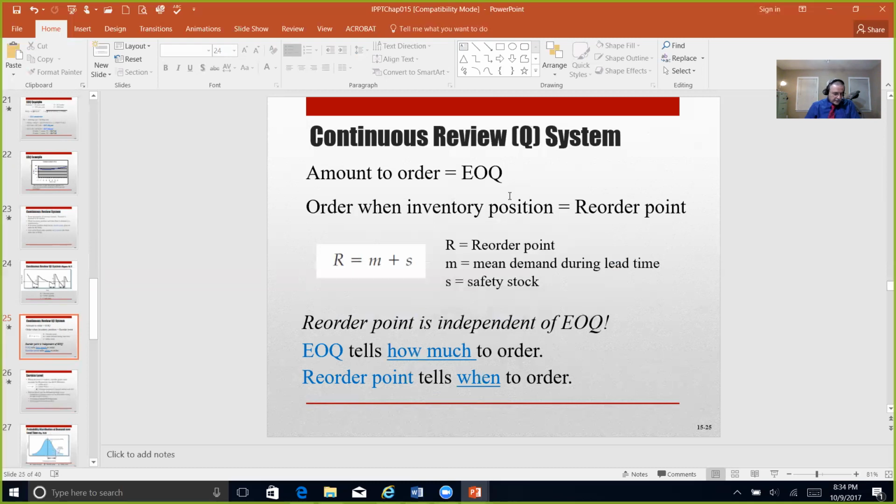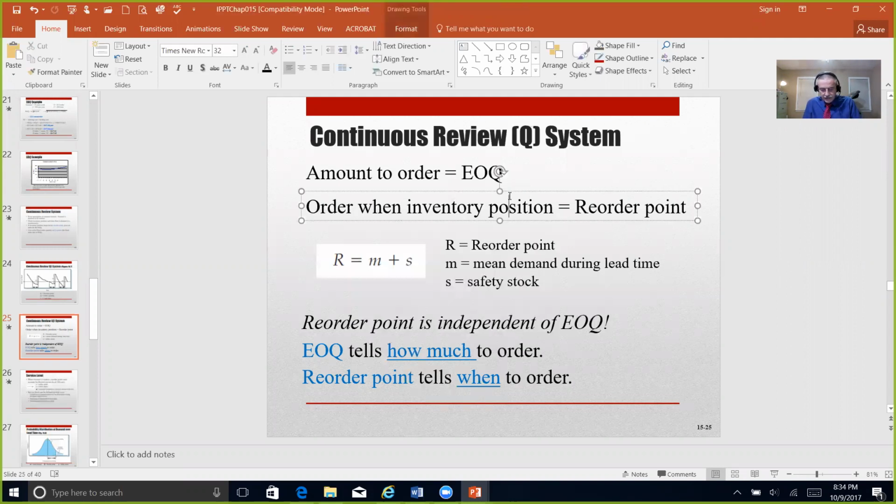So I want to know what my stock out percentage is. If my service level is 75%, the stock out percentage is calculated by saying 100% minus the service level. And if our service level is 75%, then we have a stock out percentage of 25%. Again, that discussion is over here at the bottom of page 382.